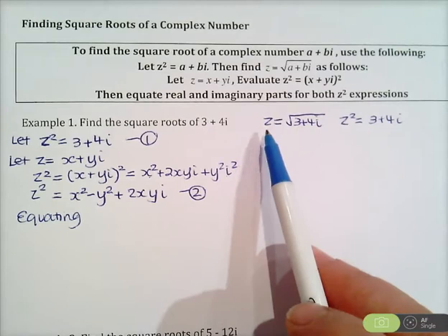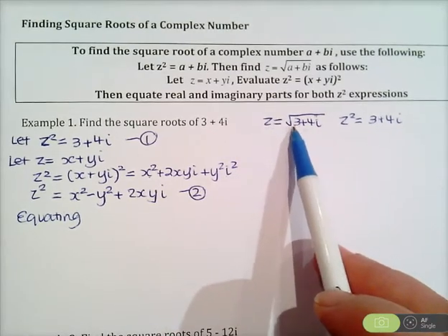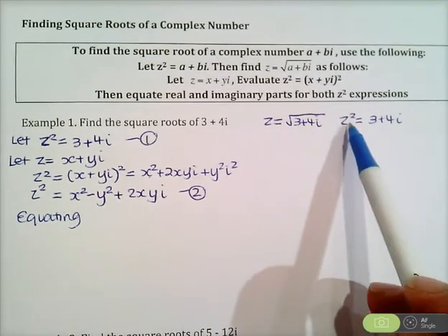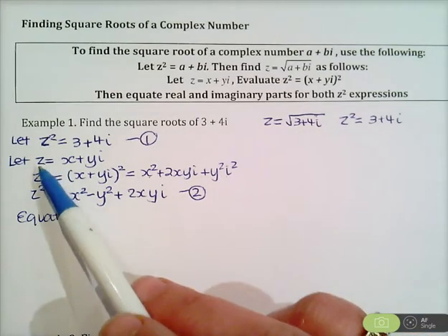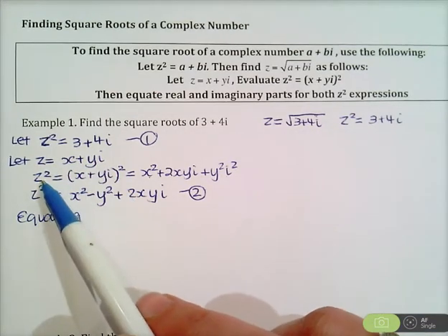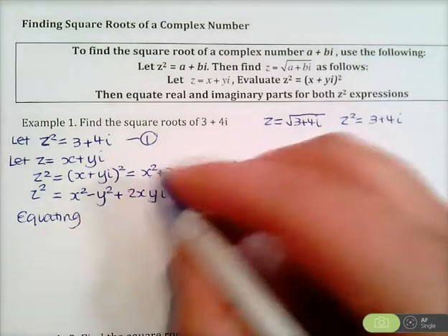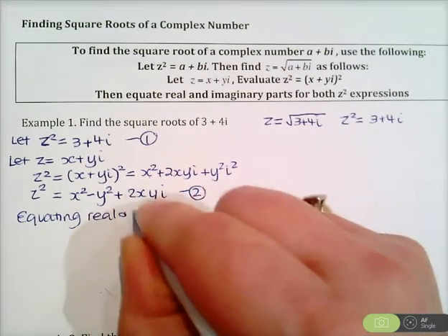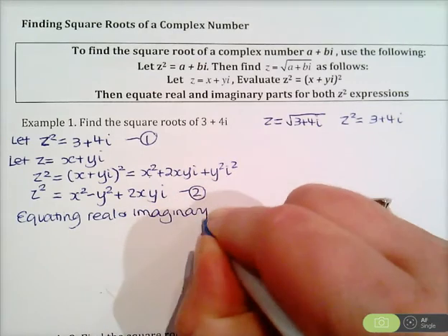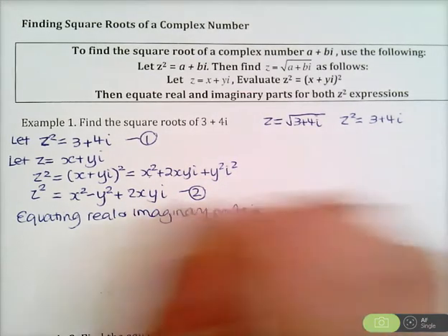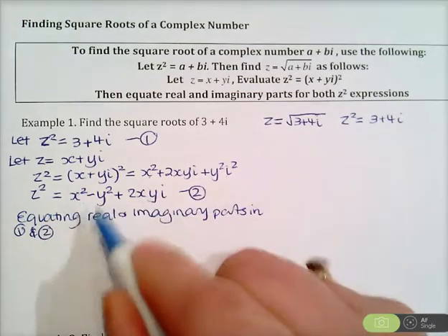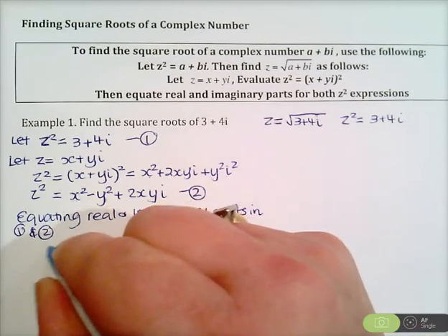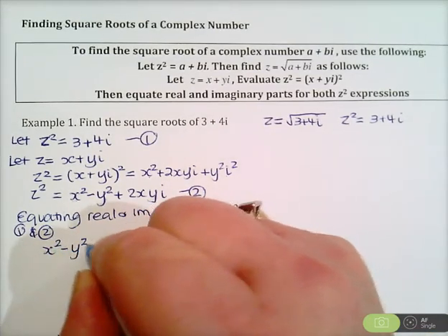Okay, so we're trying to work out what z is. That's what we're trying to do. z will be the square root of 3 plus 4i, but to start this question, we start with z squared is 3 plus 4i. We also know that z is x plus yi, so we come up with an expression for z squared. And so we equate, now we've got two expressions for z squared. So equating real and imaginary parts in 1 and 2, we can see that the real bit here is x squared minus y squared, and that must equal the real part there, which is 3. So we get that x squared minus y squared is equal to 3.